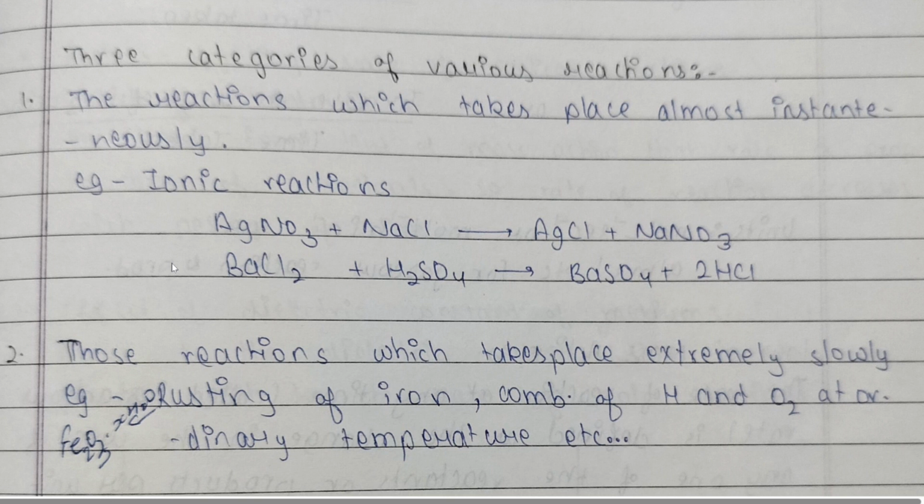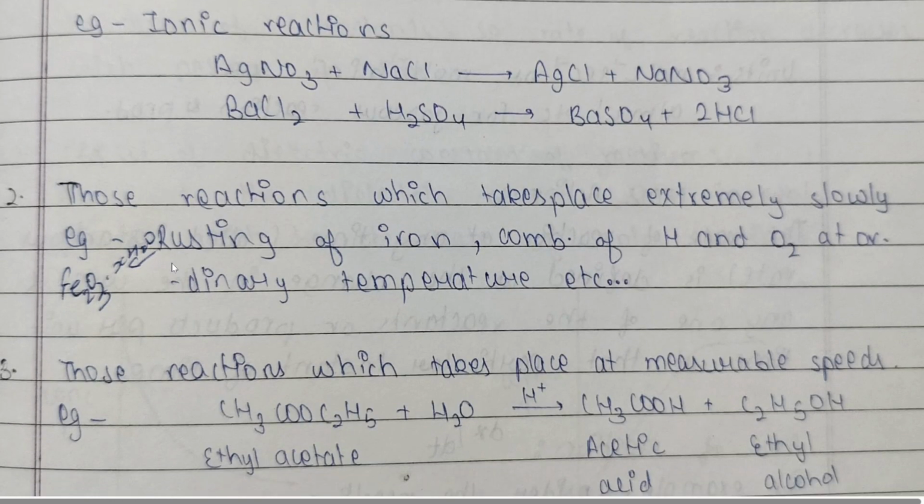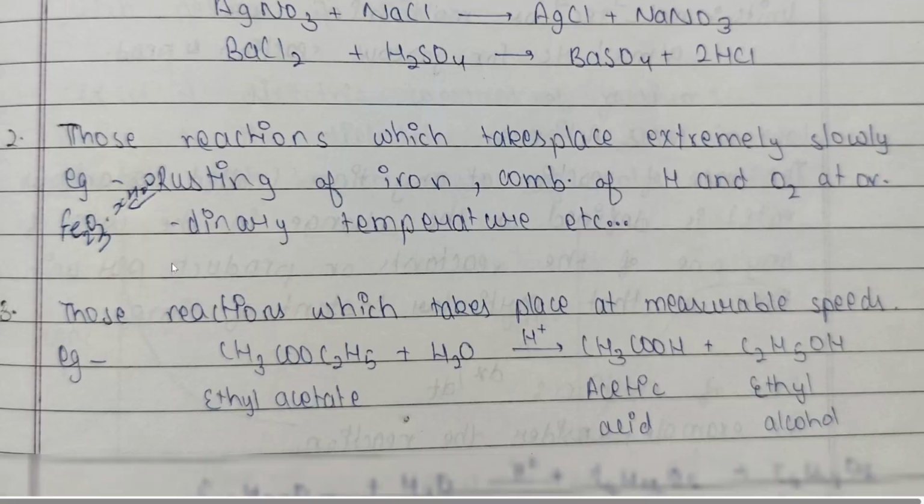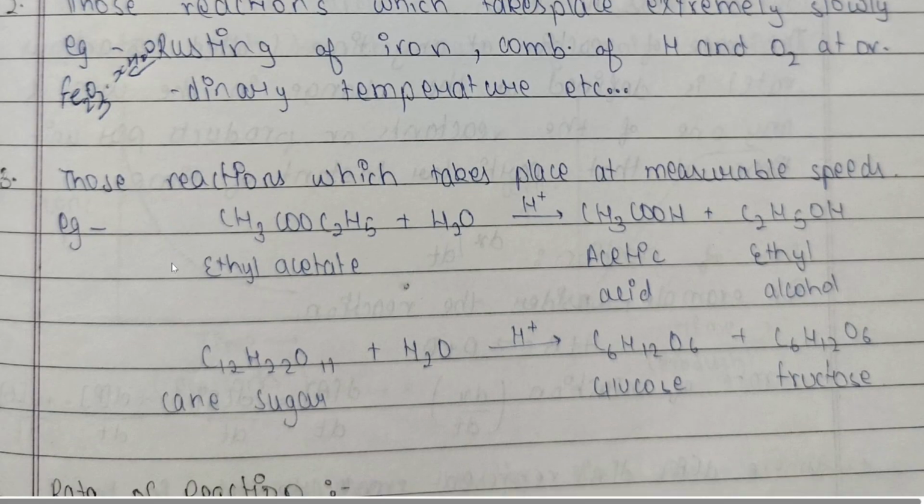AgNO3 plus NaCl gives AgCl plus NaNO3. The second one is those reactions which take place extremely slowly, for example, rusting of iron, combustion of H2 and O2. And the third one is those reactions which take place at measurable speeds, for example, CH3COOC2H5 plus H2O in presence of H+ gives CH3COOH plus C2H5OH.